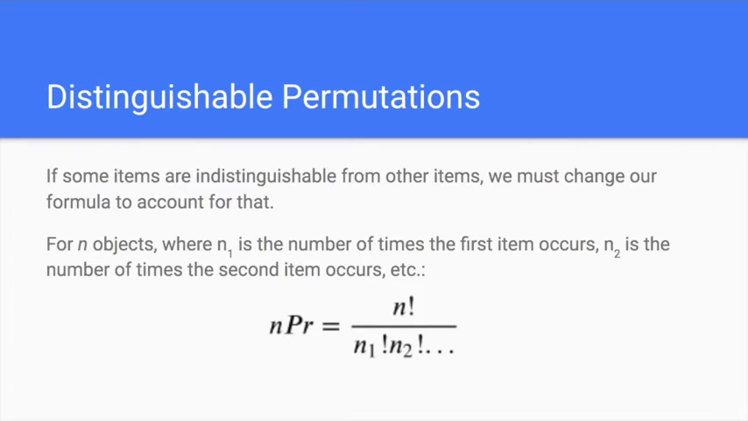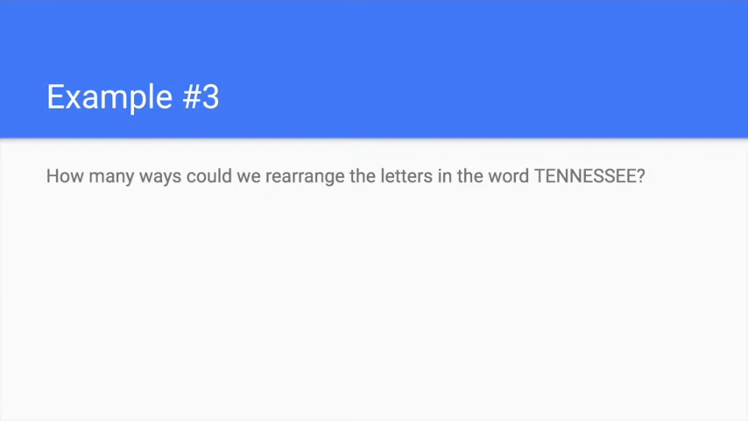Okay, so here's a quick and easy example that doesn't use marbles. It actually uses letters of the alphabet. So say you take a word like Tennessee, and you want to know how many different ways we could rearrange the letters in the word Tennessee. Not necessarily to make new words, just to arrange the letters differently.